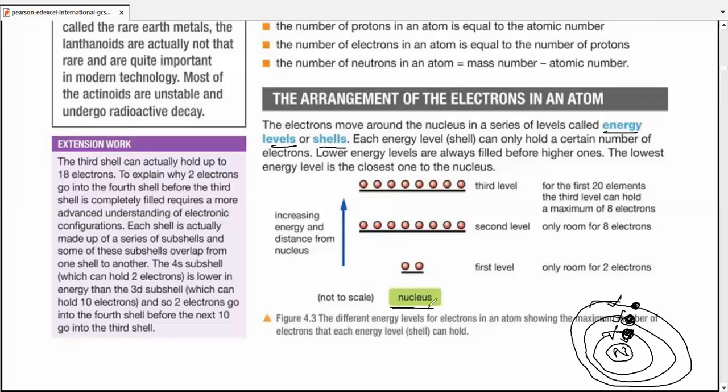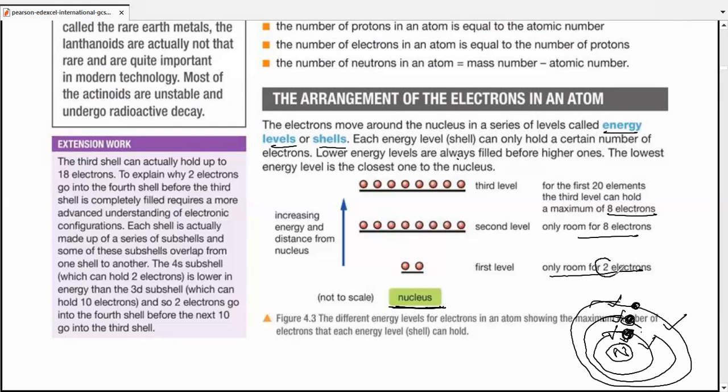Let's take a look. If the nucleus is present at the bottom, they are not considering circular diagrams anymore. They consider a writing like this. If the nucleus is the center, the first level can only have room for 2 electrons. The second level can only have room for 8 electrons. And the third level, for the first 20 elements, can hold a maximum of 8 electrons. After moving past 20 elements, they may contain more.